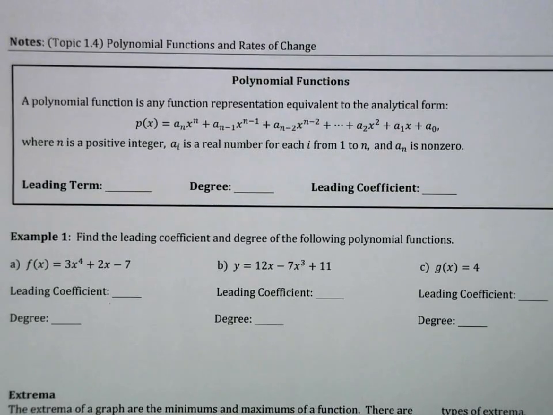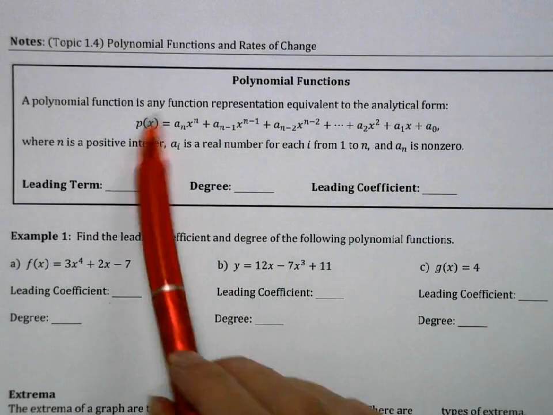Topic 1.4, and this is about polynomials. A lot of this is probably stuff you've seen before, but we want to emphasize it, and then there will be some new stuff too. So first, a polynomial is anything in this form.